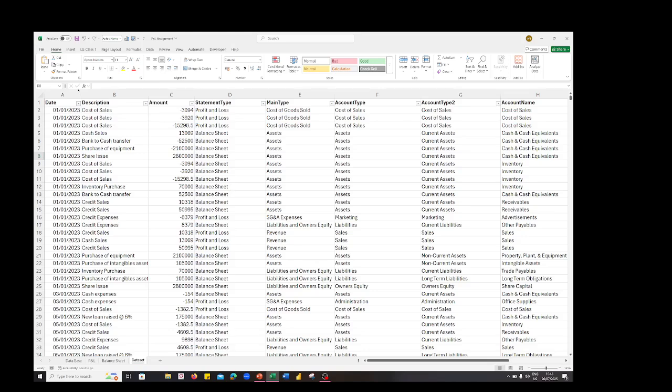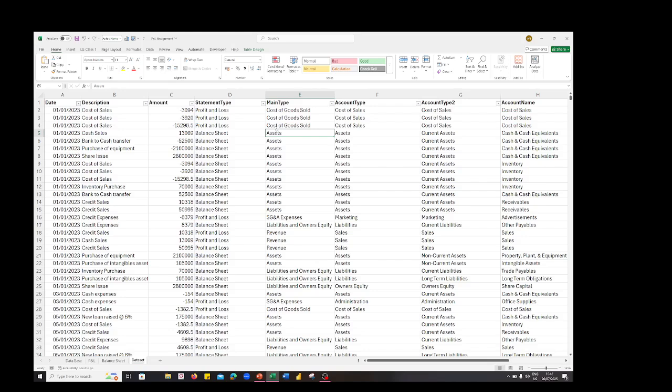As we can see, we have our date, description, amounts, main type, account type. It depends on how your organization structures your chart of accounts. It could be reporting line, subheader, second subheader, third subheader, and the like. It all depends. What we're after is for you to get the concept and know how to use Excel pivot table to prepare your financial statement.